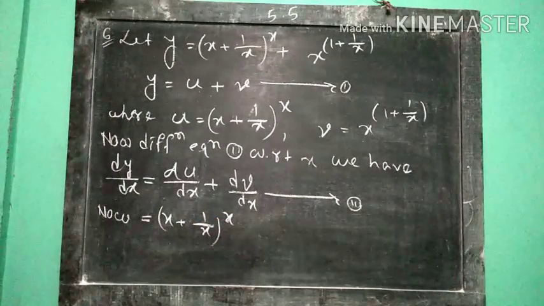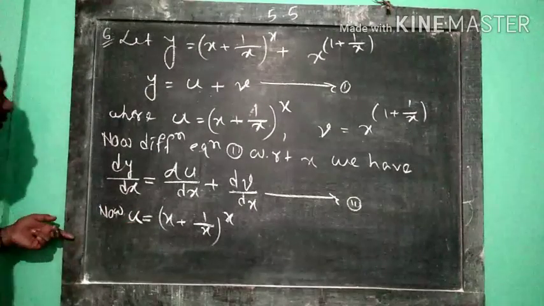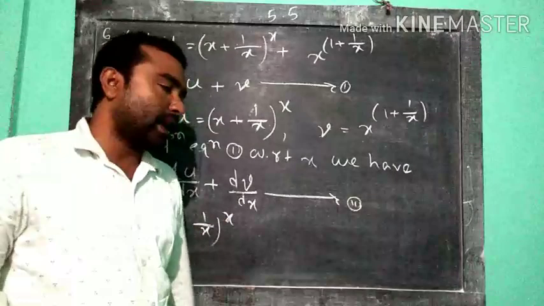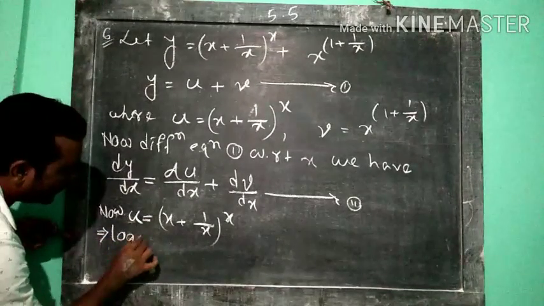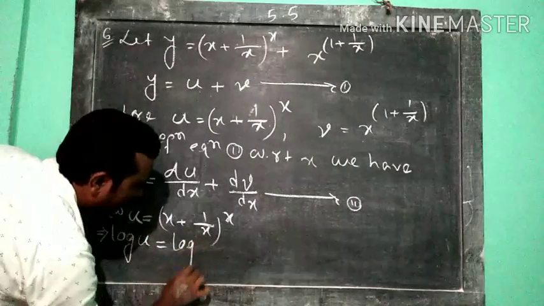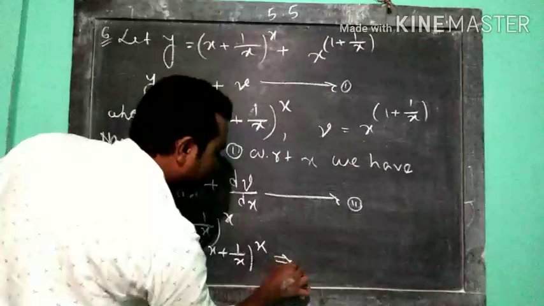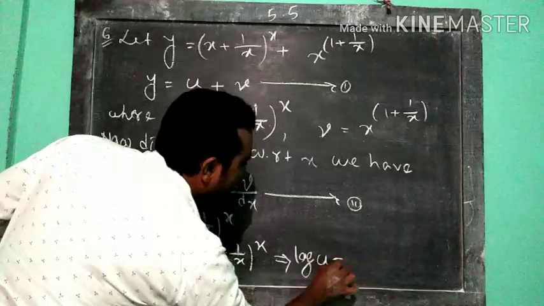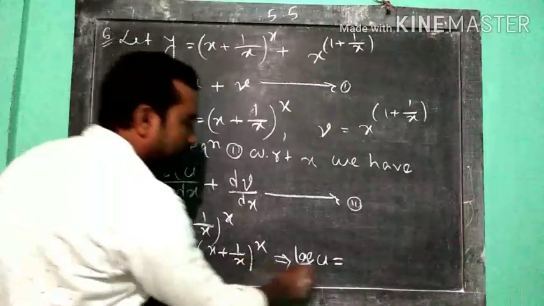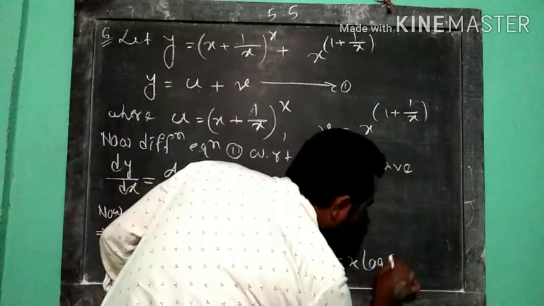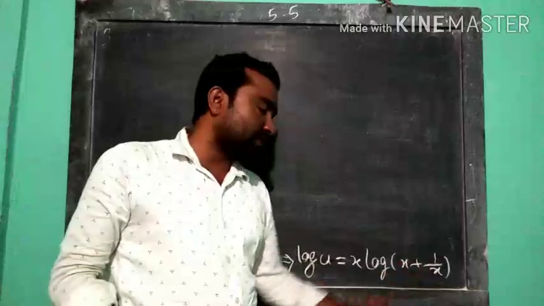Taking logarithm on both sides, log of u equals log of (x plus 1 by x) whole to the power x. This implies log of u is equal to, according to the formula, x into log of (x plus 1 by x). Now differentiating this equation with respect to x.